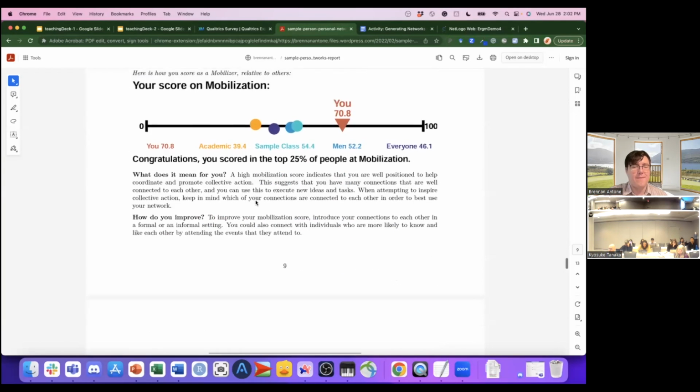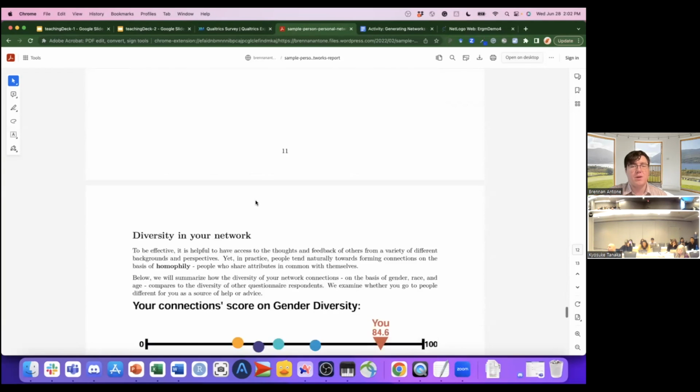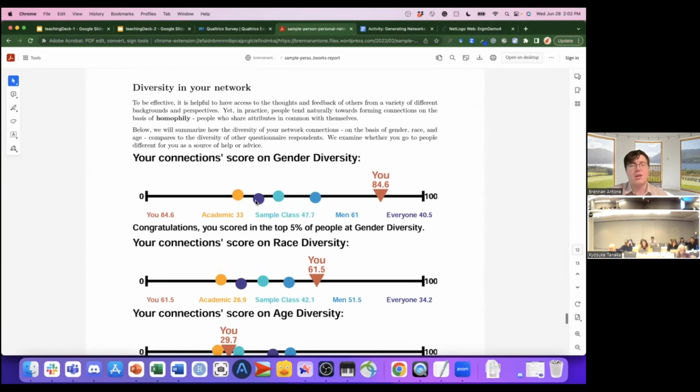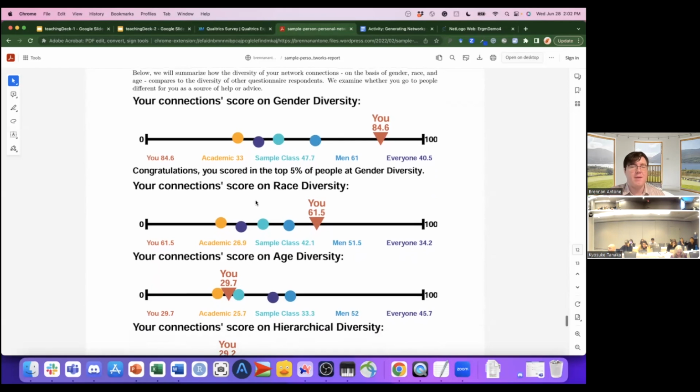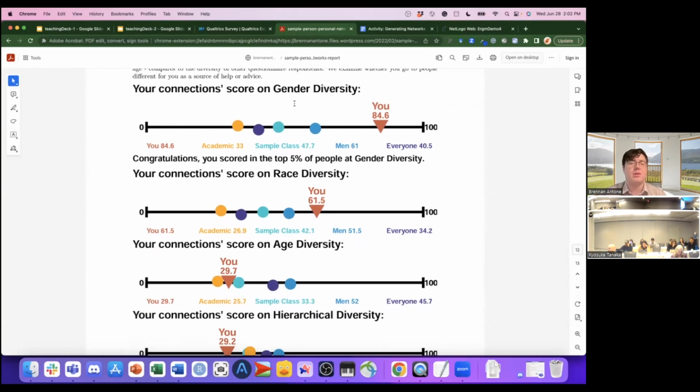We also have a similar reporting format for diversity score. So looking at properties like gender, race, or age diversity of your network. So am I being connected in my team to a relatively diverse group of people, or do I have a more homogeneous network? But using the same sort of reference groups to report that.